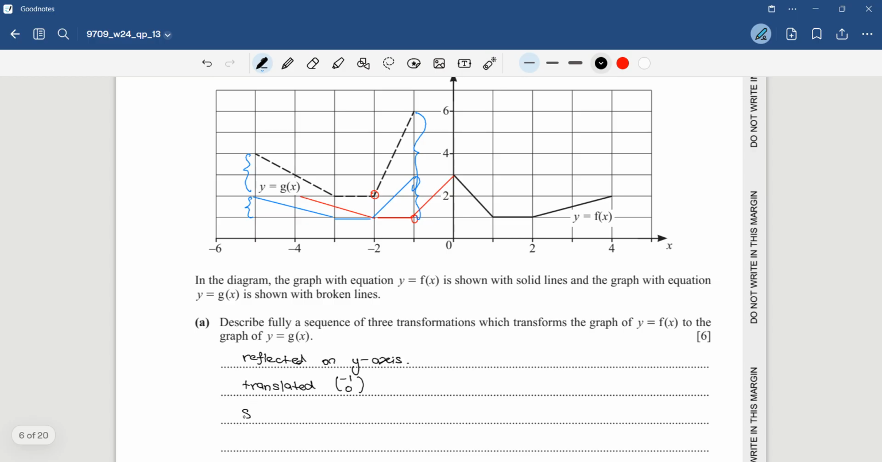Okay, stretched parallel to the y-axis, or away from the x-axis, okay, and with a factor of 2, because you see initially here is 2 units and it becomes 4 units, and 1 unit becomes 2 units. You can multiply, so 1 times 2 is 2 units here. Okay, so these are the transformations involved for this.